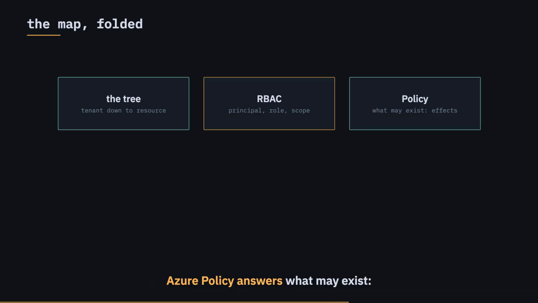Azure Policy answers what may exist. Definitions bundled into initiatives, assigned to scopes, with effects from audit through deny to deploy if not exists, and remediation for what already exists. Locks stop accidents on the control plane. Tags label for money and order, and never inherit on their own. Resource groups bundle life cycles, and resources move between them with validation first. Budgets warn without stopping anything, and Advisor suggests.